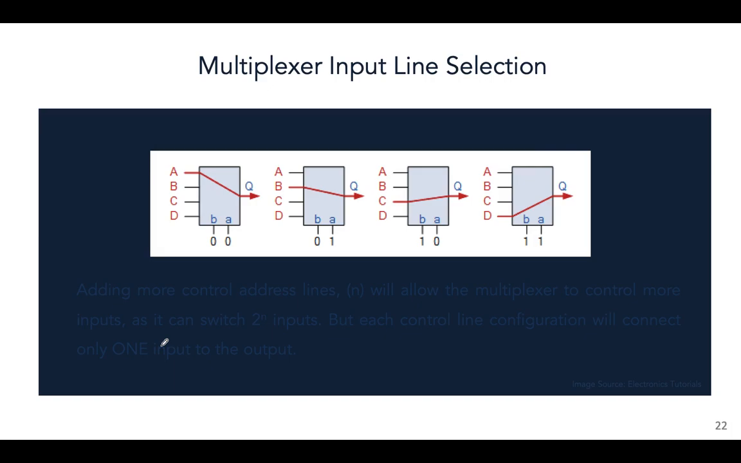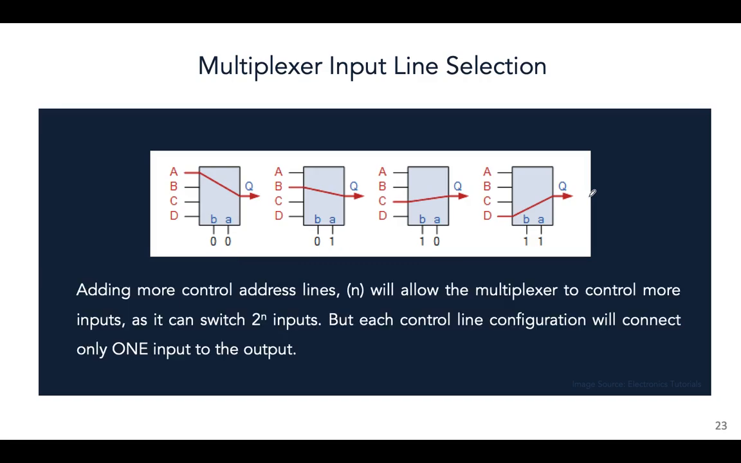All right. Now, how this input line selection works is illustrated using this very simple diagram. When A and B are 0, A becomes the output. When A, B are 1, 0, B becomes the output. When A, B are 0, 1, C becomes the output. And when A, B are 1, 1, D becomes the output.